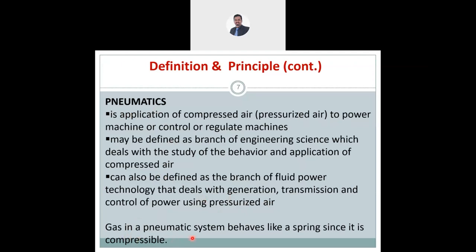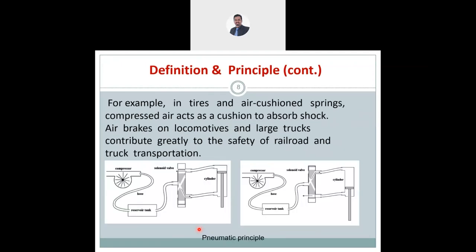Gas in a pneumatic system behaves like a spring since it is compressible. You can compress a spring, and when you compress it, a lot of power is inside. When you release it, you can use the spring to do a lot of jobs. Similarly, for example in a tire and air cushion spring, compressed air acts as a cushion to absorb shock. This is in an air tire. We can look here.